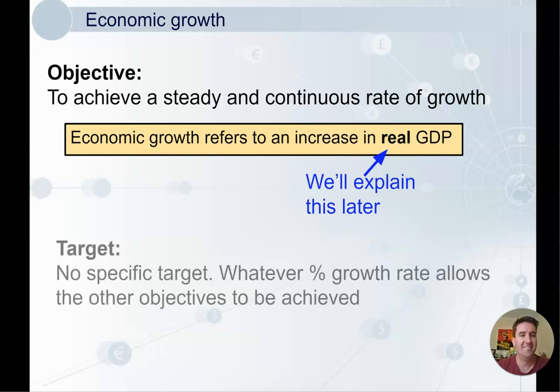As I said, we don't actually have a target for economic growth, but it's essentially whatever percentage allows the other objectives to be achieved. So whatever percentage of growth allows us to have low and stable inflation and also low unemployment. That's what we're looking for.